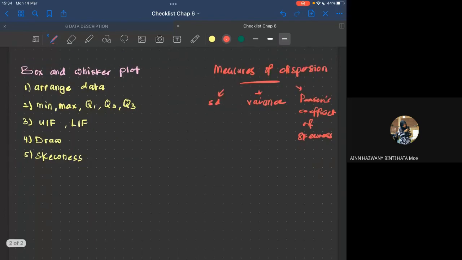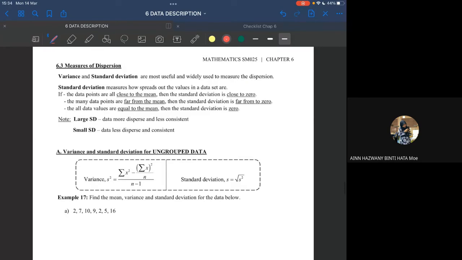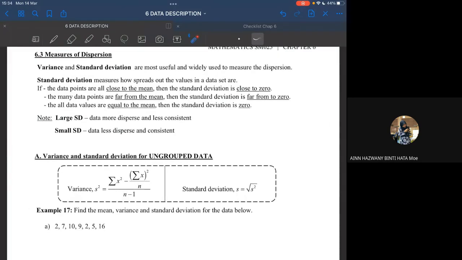And then cerita pasal standard deviation pula. So lagi besar standard deviation kamu tu, data kamu dia akan jadi more dispersed and less consistent. Okay. The smaller the standard deviation, the data is less dispersed, more consistent. So apa guna sebenarnya benda ni bila the question asks you to comment on the data, comment on the results. Okay, this is what you are going to use lah.